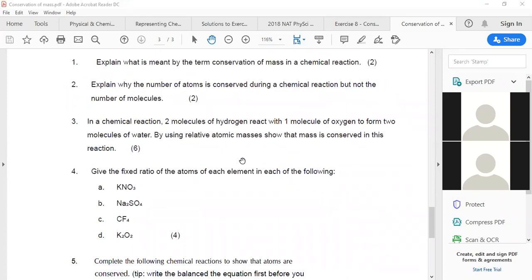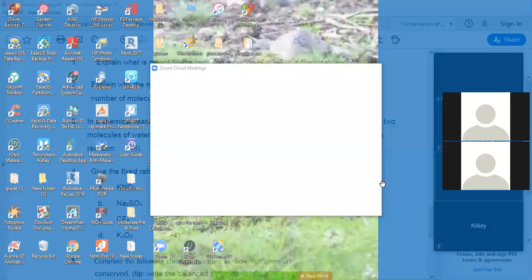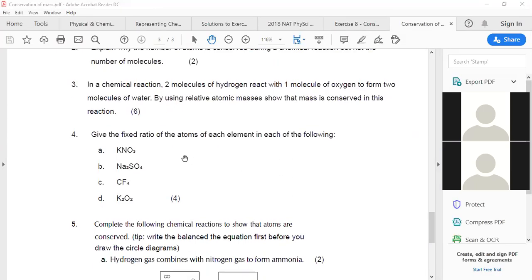Clear? Right, then the next one: in a chemical reaction, 2 molecules of hydrogen react with 1 molecule of oxygen to form 2 molecules of water. By using relative atomic masses, show that mass is conserved. I didn't do the memo for this, but you will see the calculations on the memo, just like the top one that I've done. Clear? Are you following? Okay, right. Then number 4.